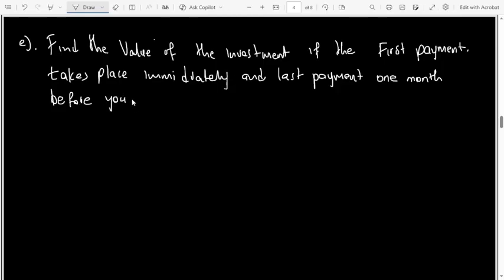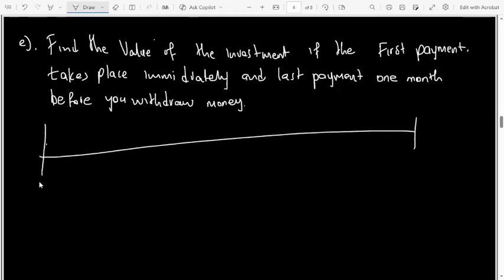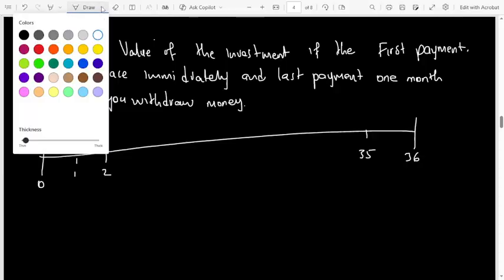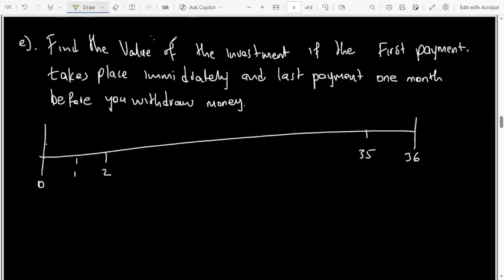Okay, before you withdraw money, let's work on this one. Remember, number line, very important. 0, 1, 2, all the way to 35, 36. So if you look at this, now let's first identify where is my first payment.